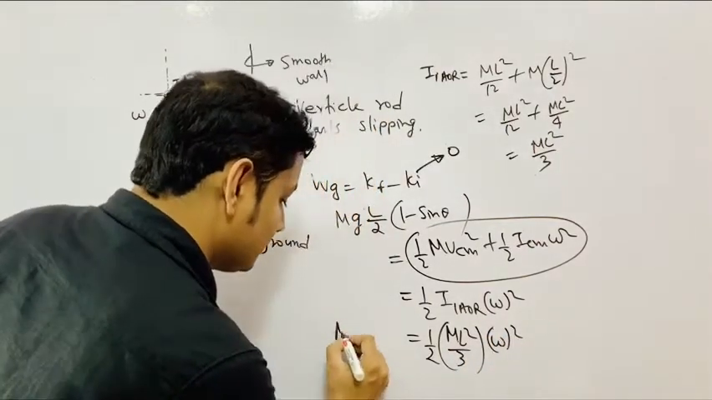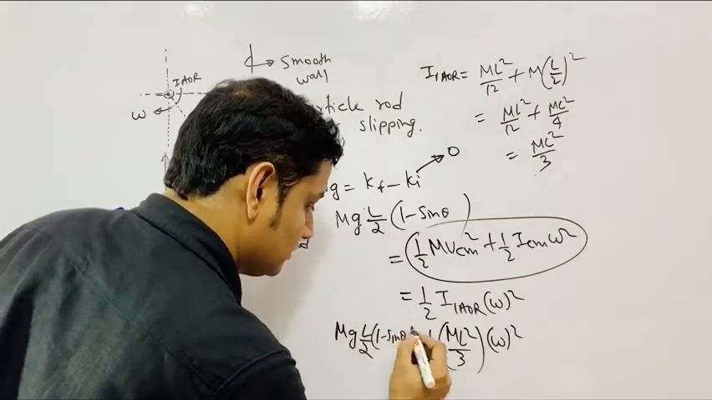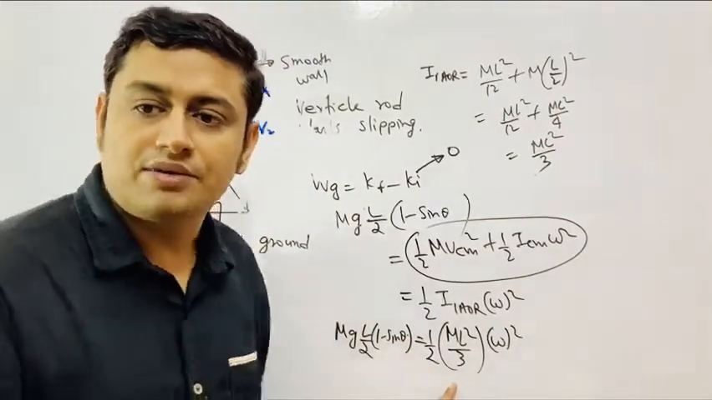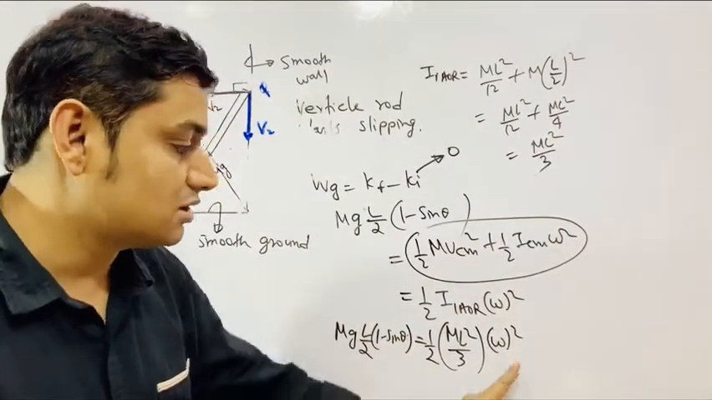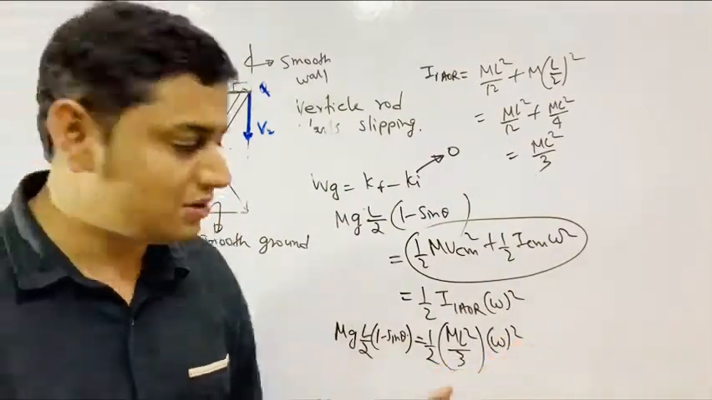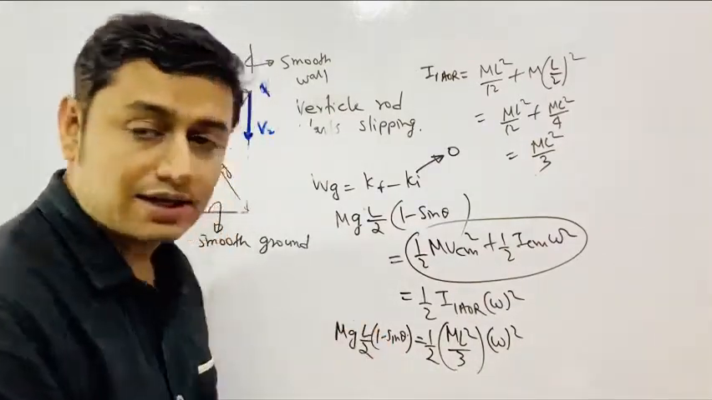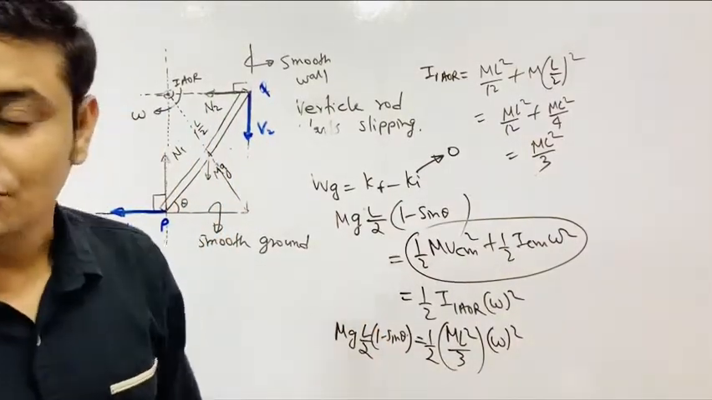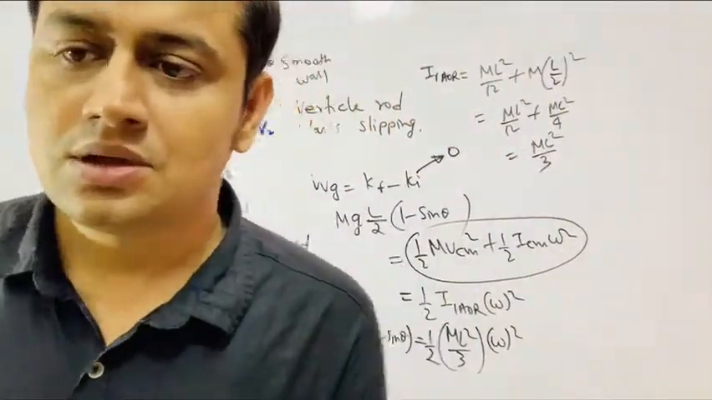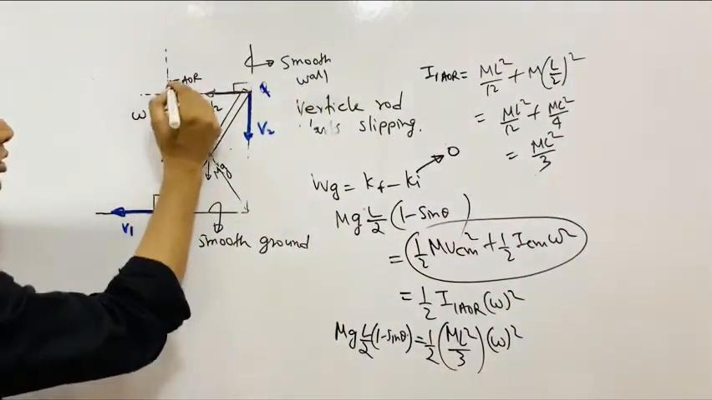So Mg L by 2 into 1 minus sine theta is equal to half I about the instantaneous axis of rotation into omega square. You got omega. If theta is given, you can put it in, else in terms of theta you are getting omega. You got omega. You can get omega. Once you get omega, you can get anything. What is the speed of this point? Tell me. What is the speed of V1 if I know omega?